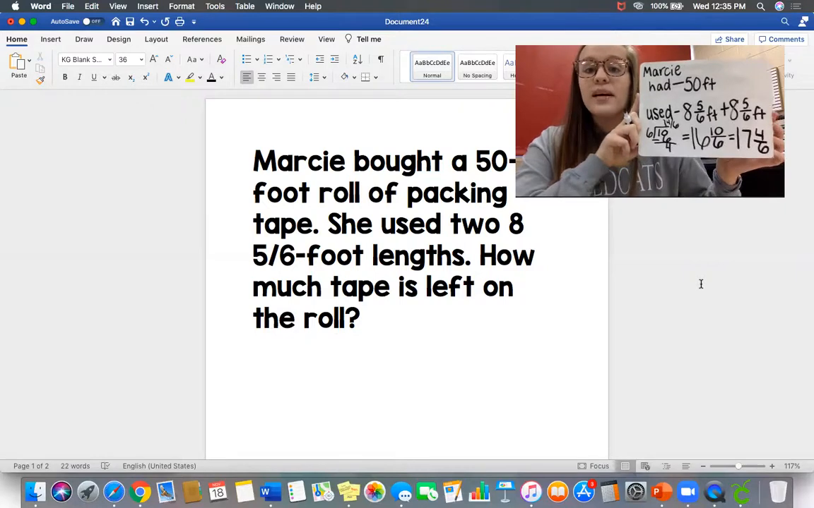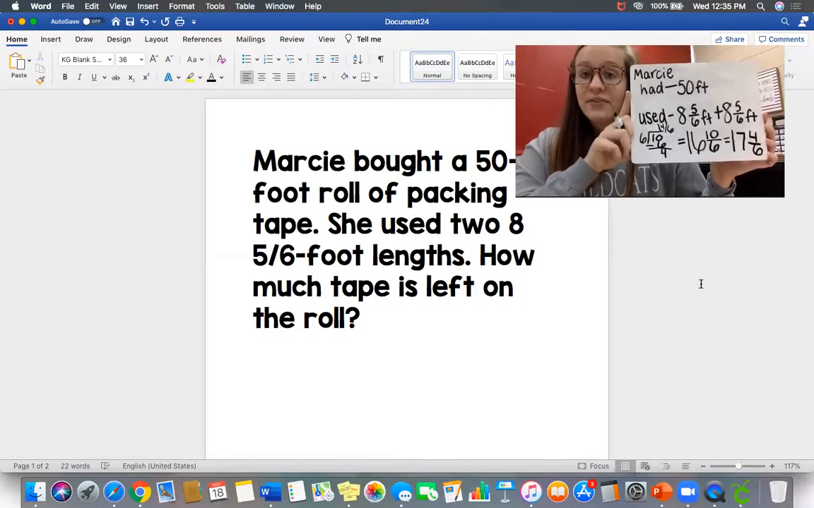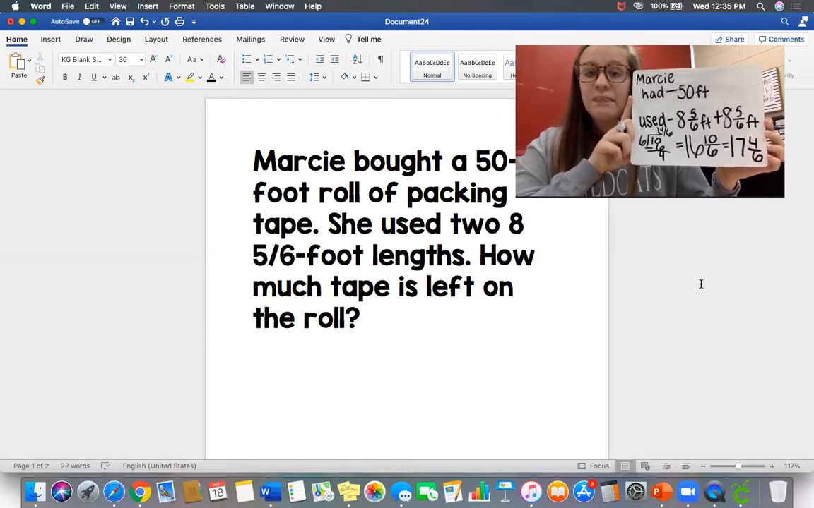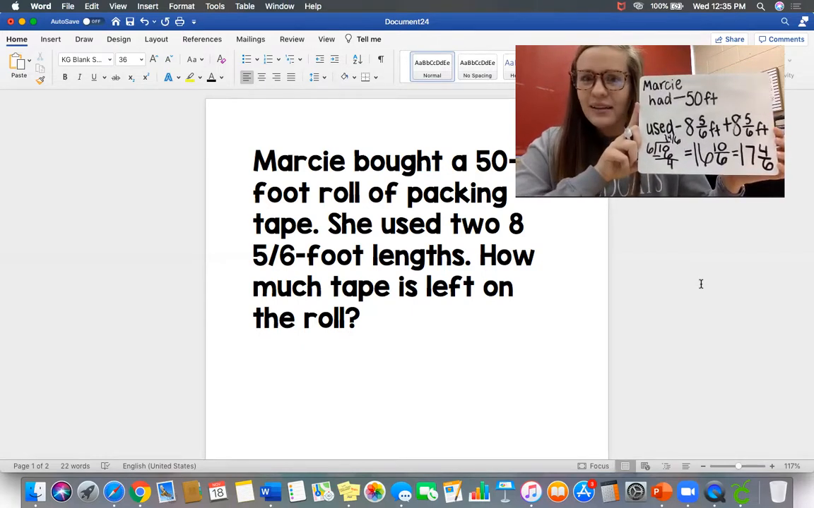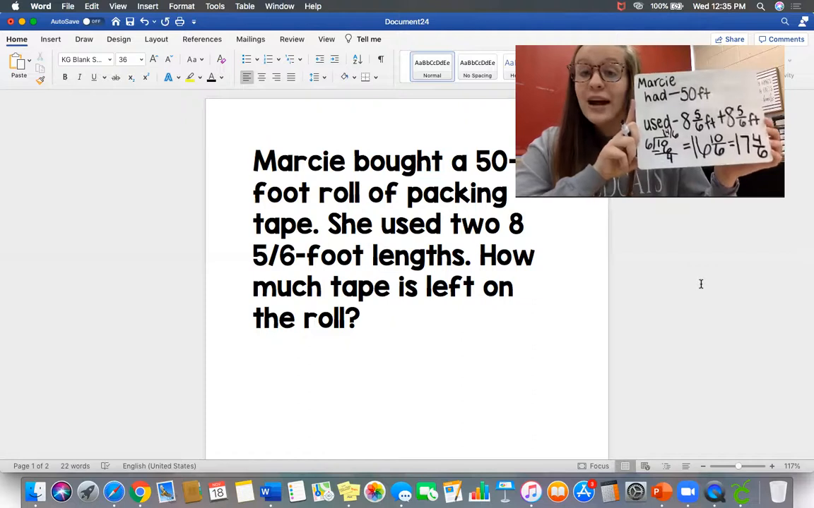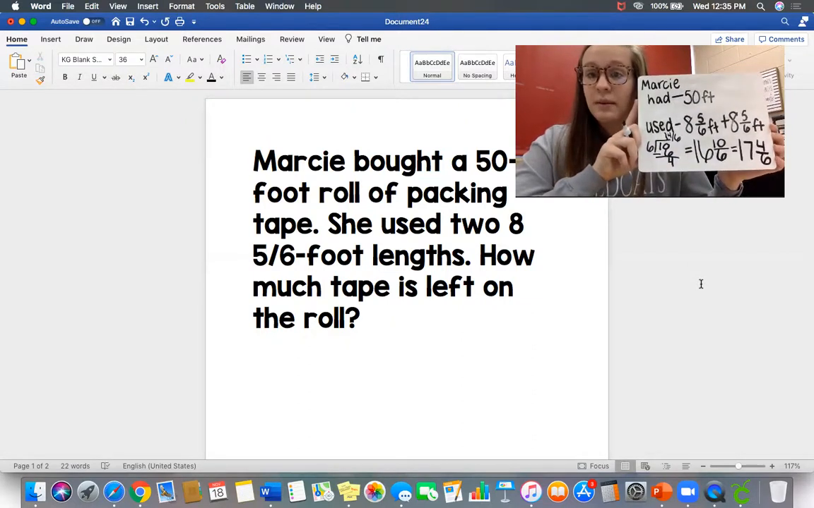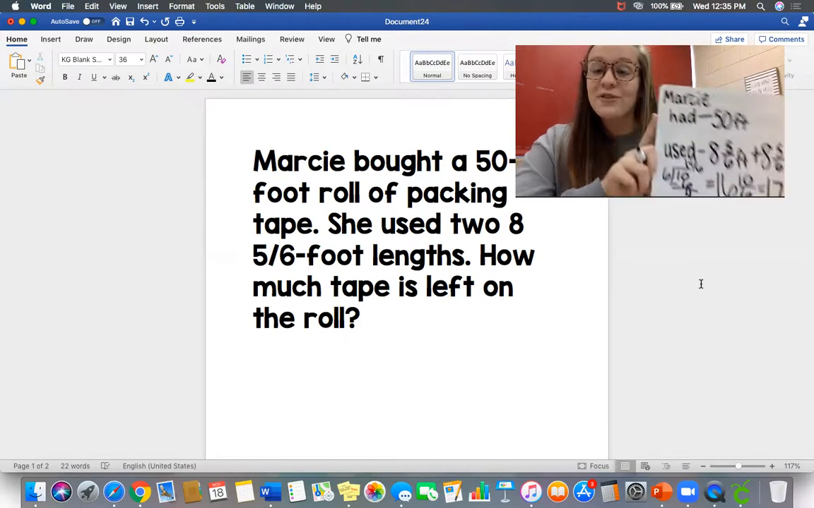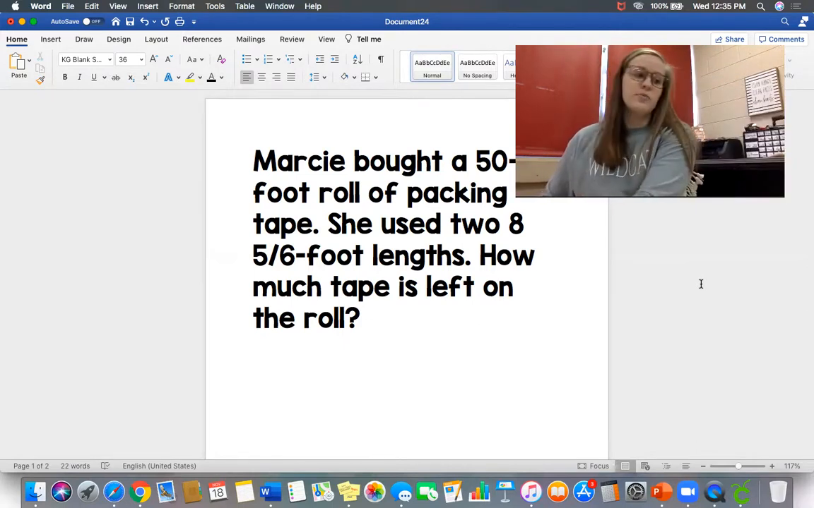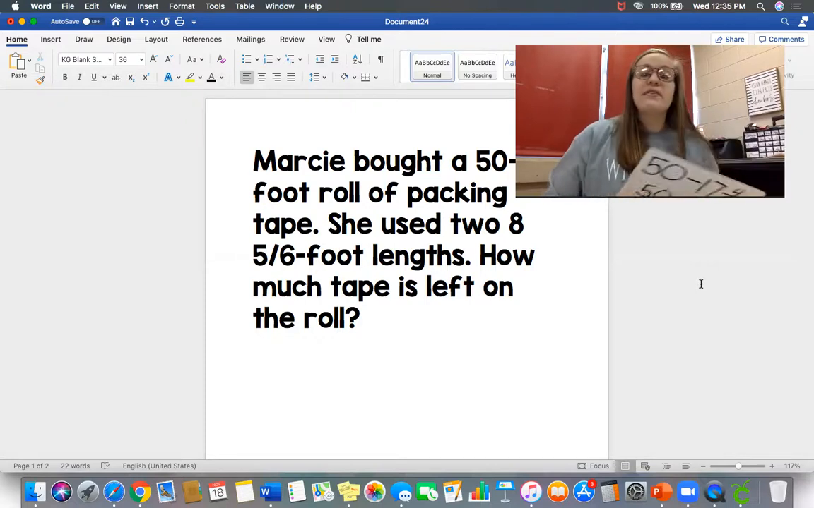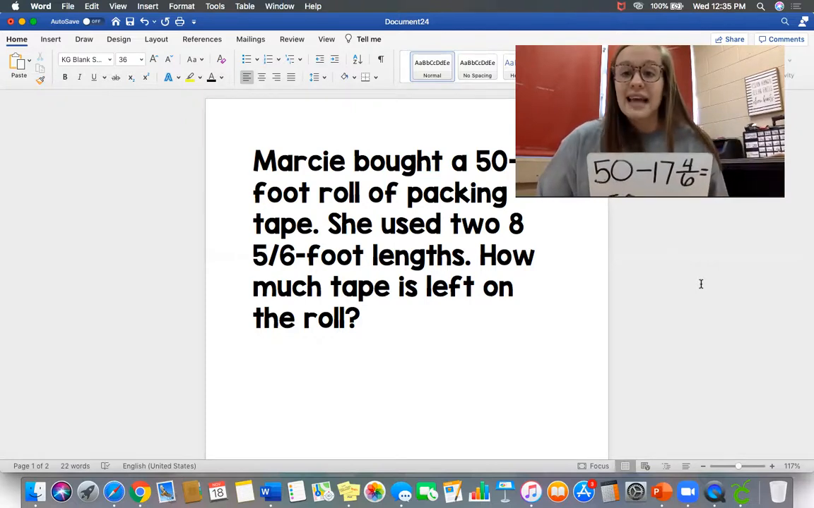So we have that Marcy had 50 feet. She used 17 and 4/6 feet. But is that what we're trying to find out? No, we're trying to determine how much tape is left. So what do we need to do with these two numbers? We need to subtract them. That's right, guys. Y'all are so smart. So we need to have 50 minus 17 and 4/6.